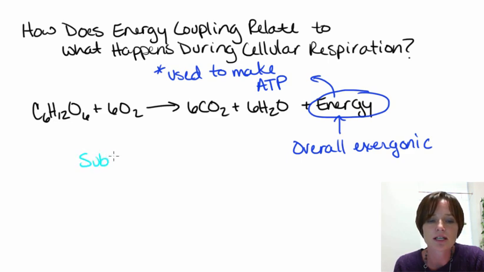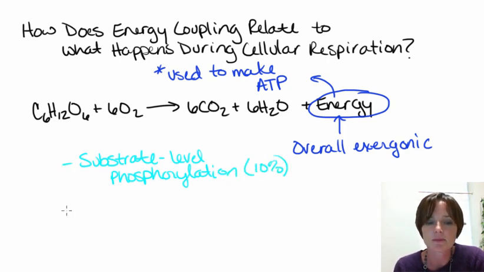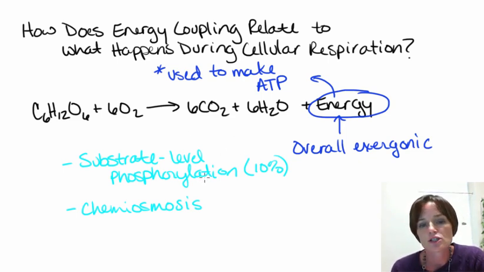We will have substrate level phosphorylation. That's how we'll make about 10% of the ATP that we do generate during this overall process. But the vast majority of the ATP is going to be made by the process of chemiosmosis. So we will see some endergonic processes in the first two stages to make the ATP by substrate level phosphorylation. So again, that's by glycolysis or during glycolysis, and then also the citric acid cycle.